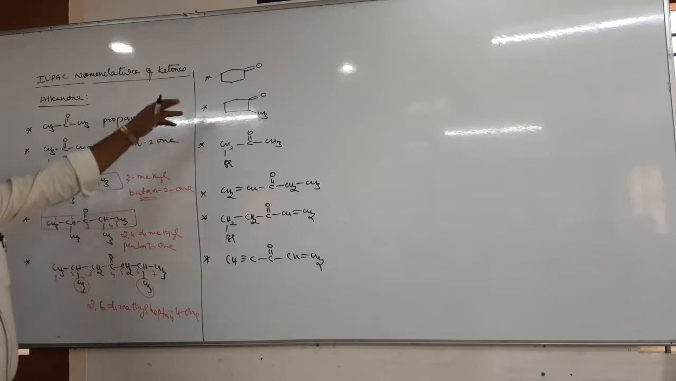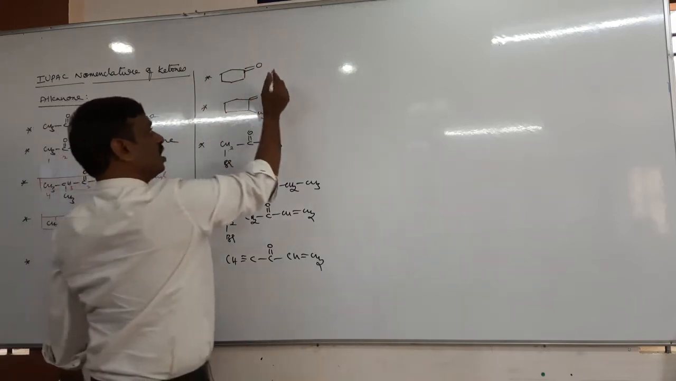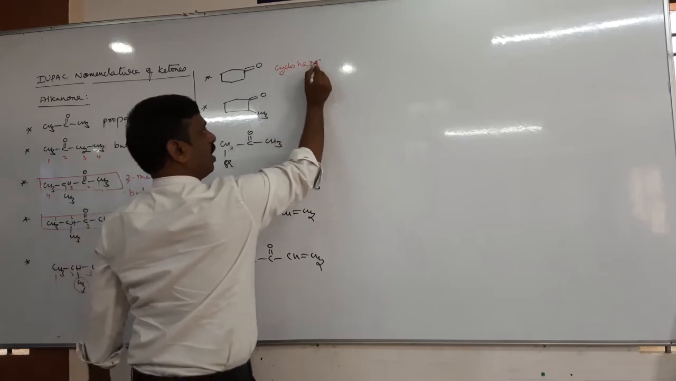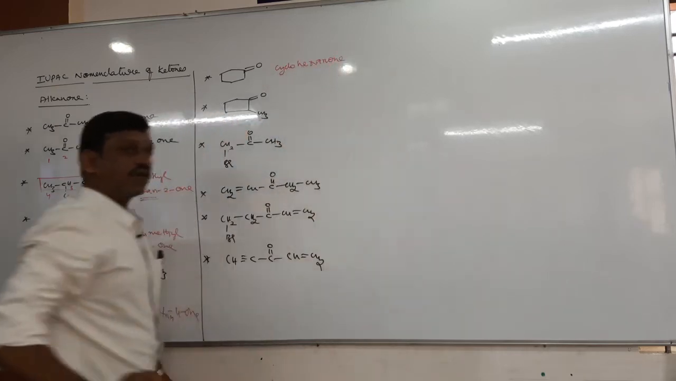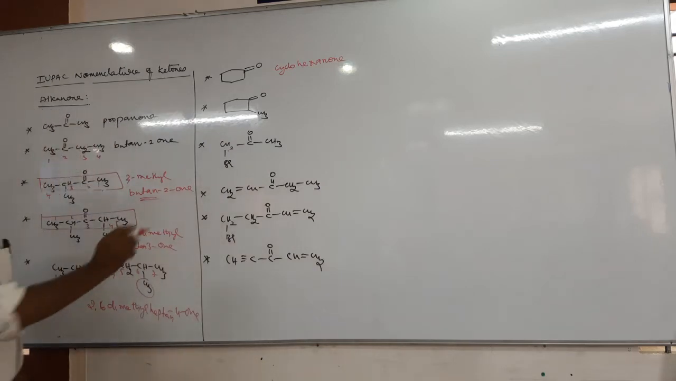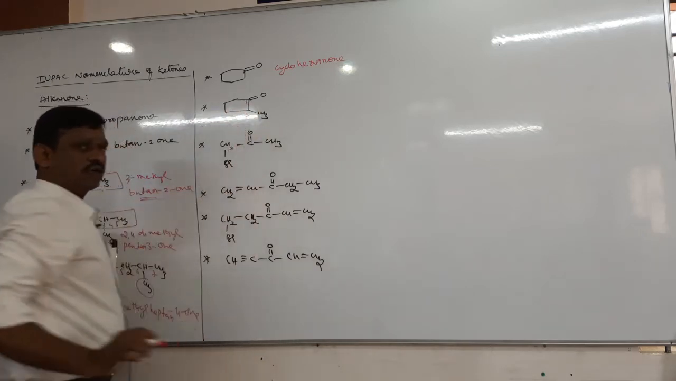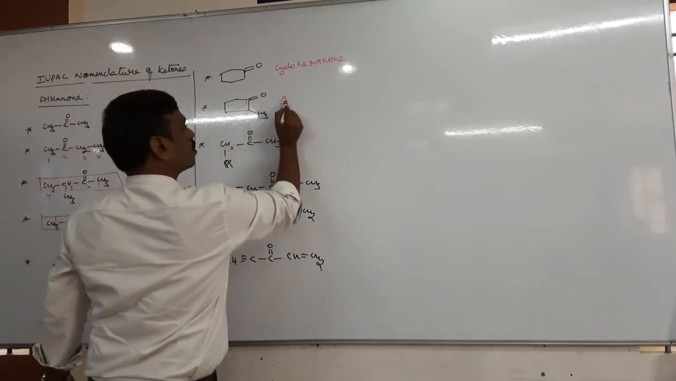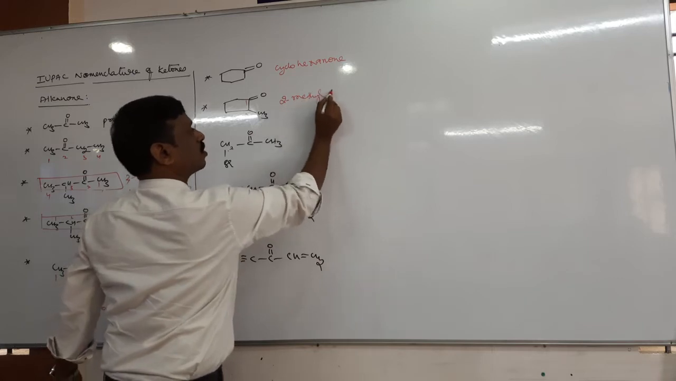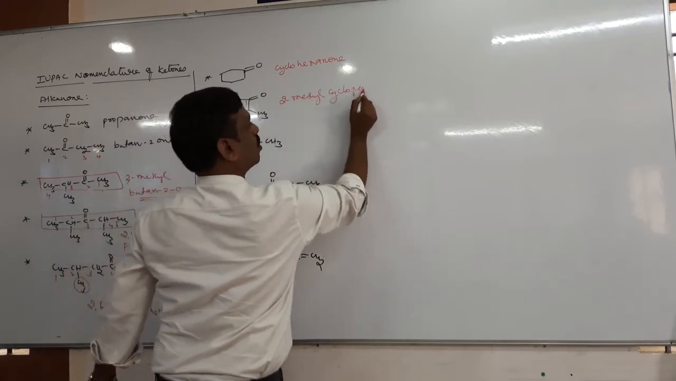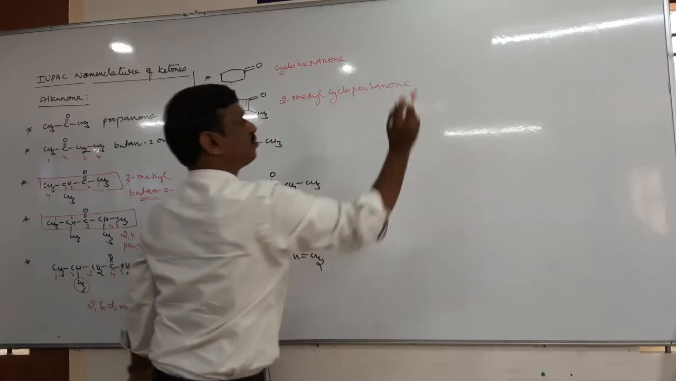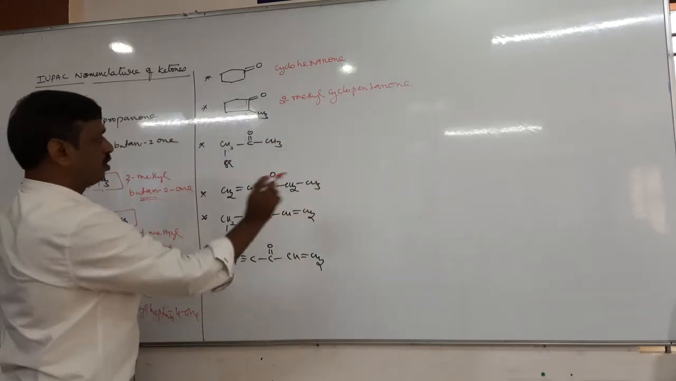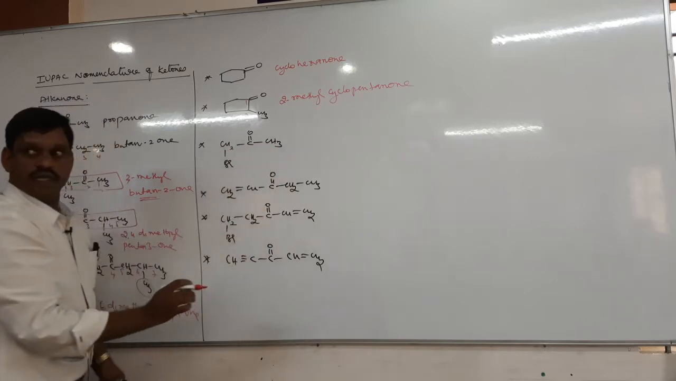Next, if the keto group is present on a cyclic ring, it is cyclohexane plus one, hexanone, cyclohexanone. Next, the carbonyl group, the keto group, gets first priority. So which methyl? 2-methyl cyclopentanone. 2-methyl cyclopentanone.